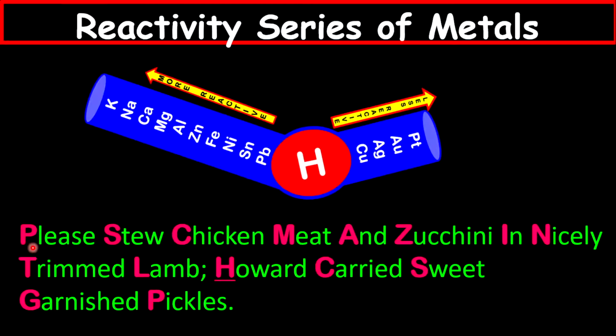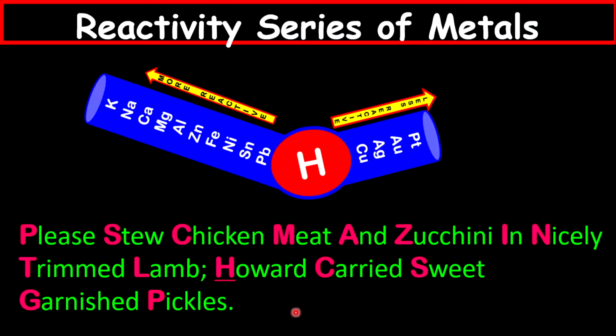And so, the P represents potassium, the S represents sodium, C for calcium, M for magnesium, A for aluminum, Z for zinc, I for iron, N for nickel, T for tin, L for lead, H for hydrogen, C, the other C, is for copper, S is for silver, G for gold, and P for platinum.